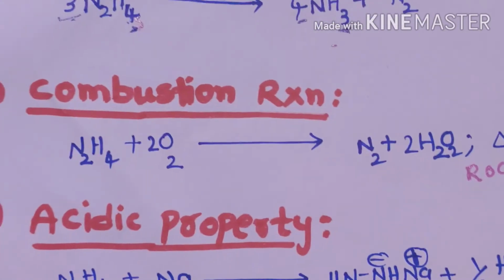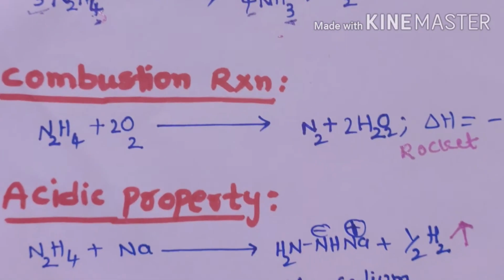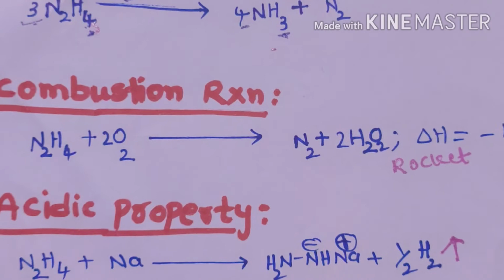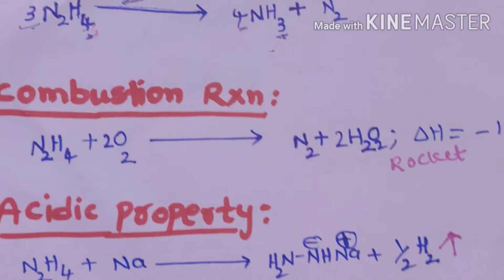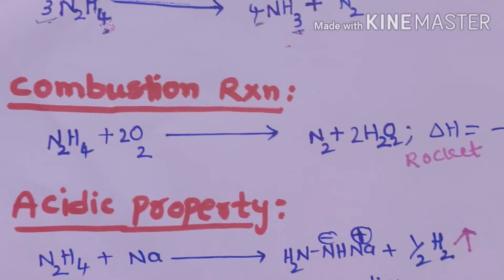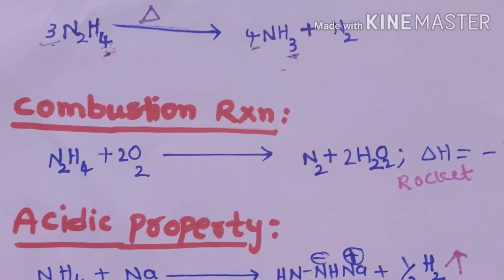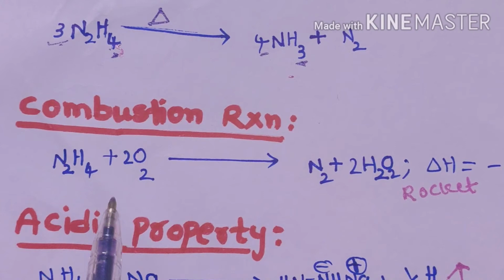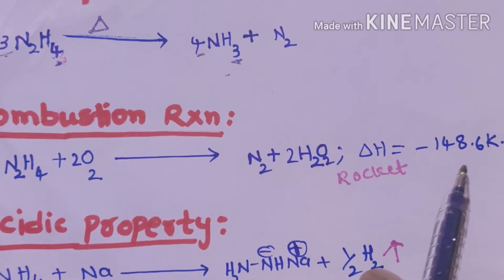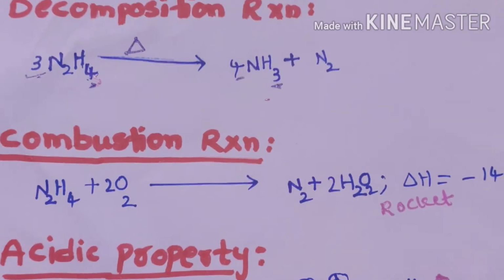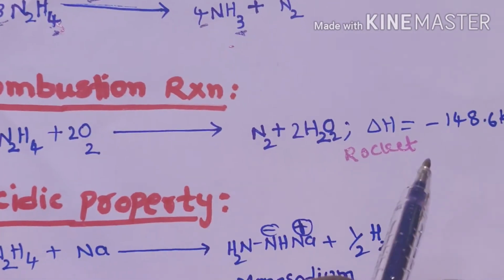Next one is the combustion reaction. When hydrazine is burnt in the presence of oxygen, it gives nitrogen along with hydrogen peroxide. The complete oxidation is known as the combustion reaction. In any hydride, in the combustion reaction, we get a lot of energy. In this reaction also, we get a lot of energy. As a result, we use this hydrazine as rocket fuel.